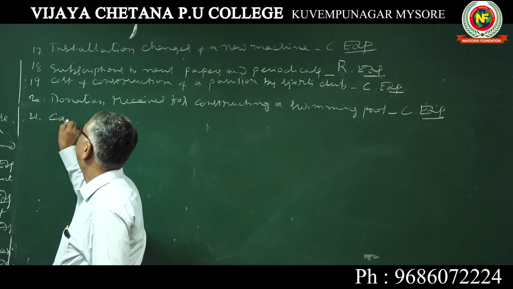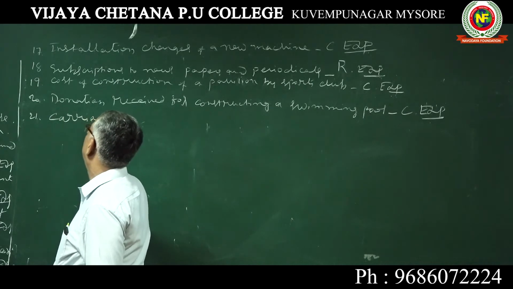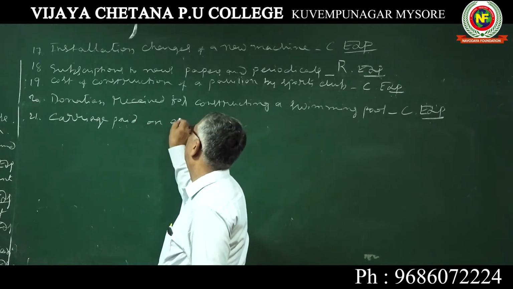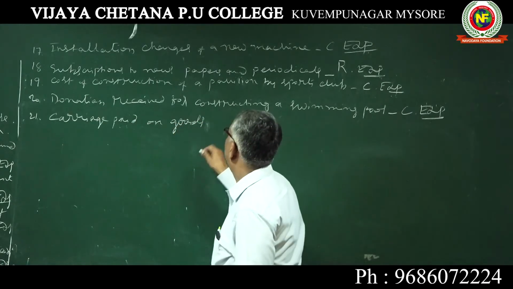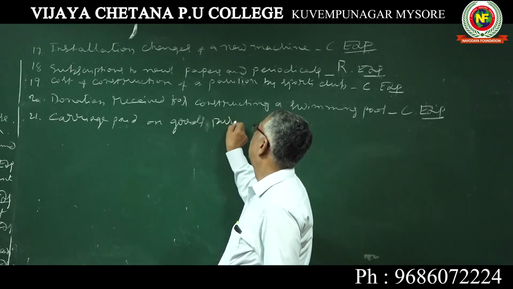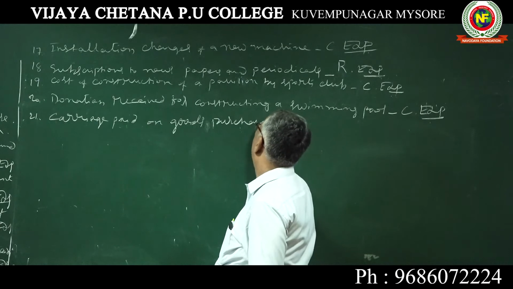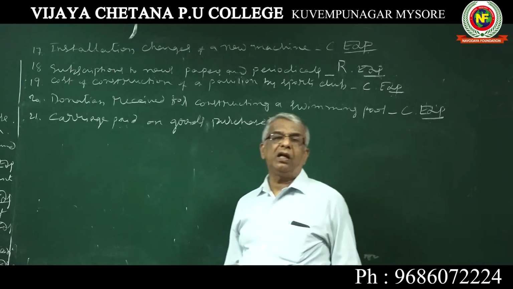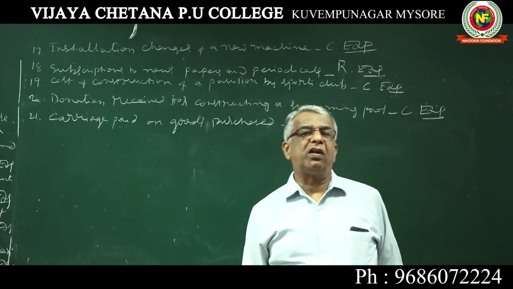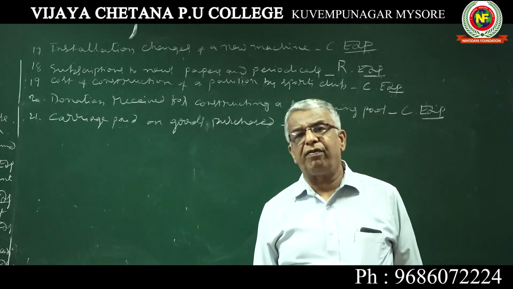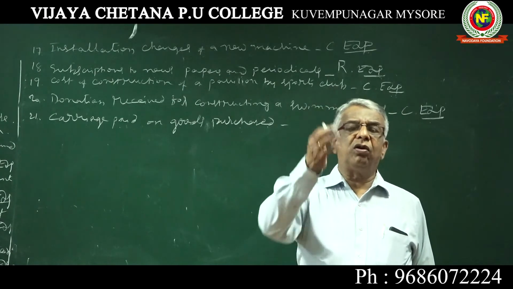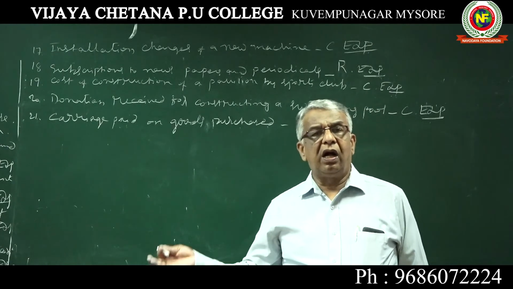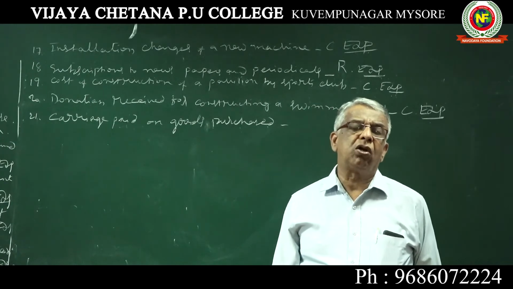Carriage paid on goods purchased. As you know, here it is recurring in nature. Whatever goods are purchased for the purpose of sale by a not-for-profit organization, suppose they are supposed to purchase the goods in the market, and from the market to their place they have to bring them either by auto or by carriage.